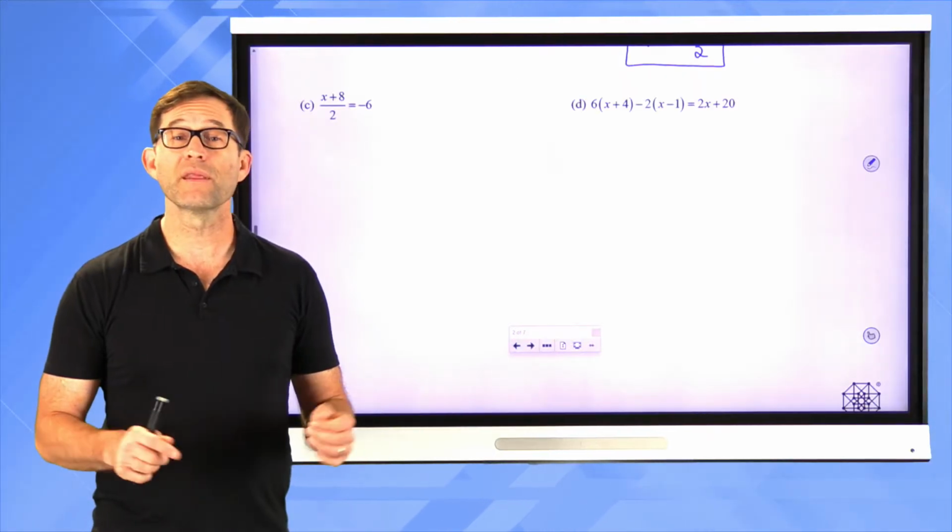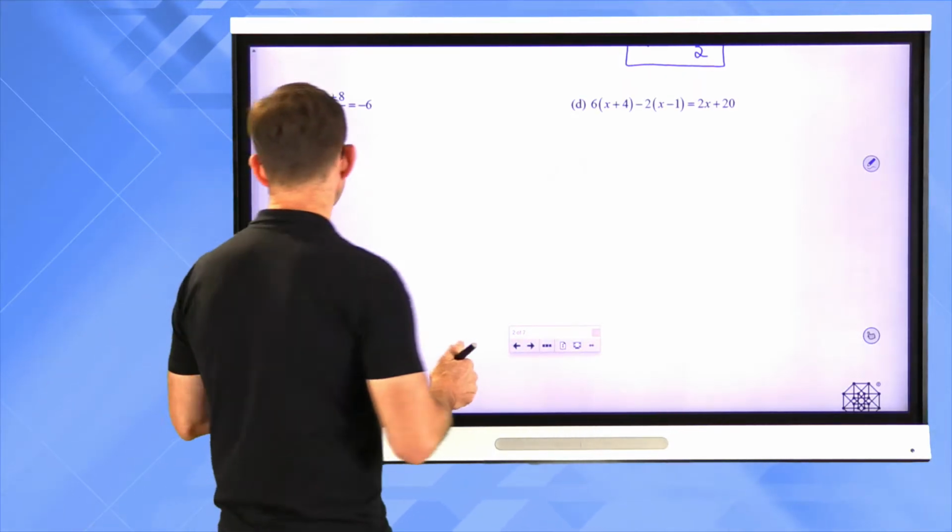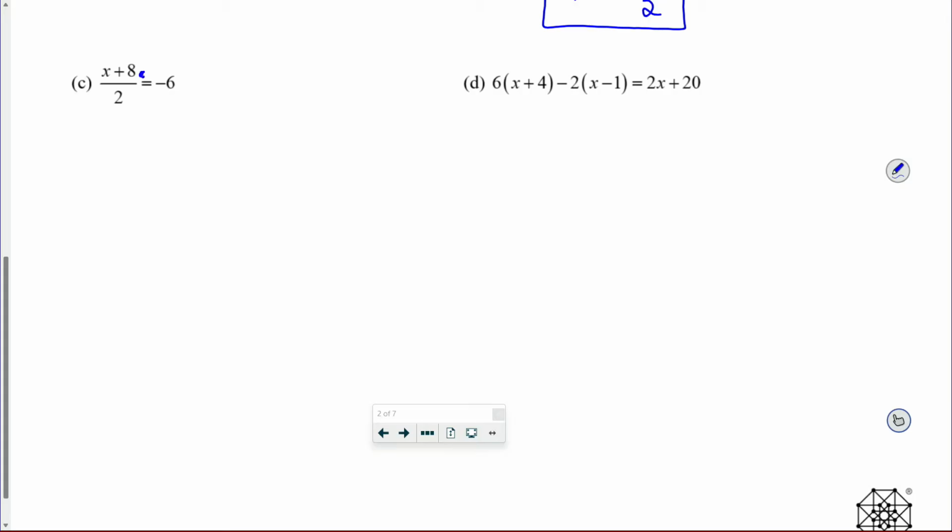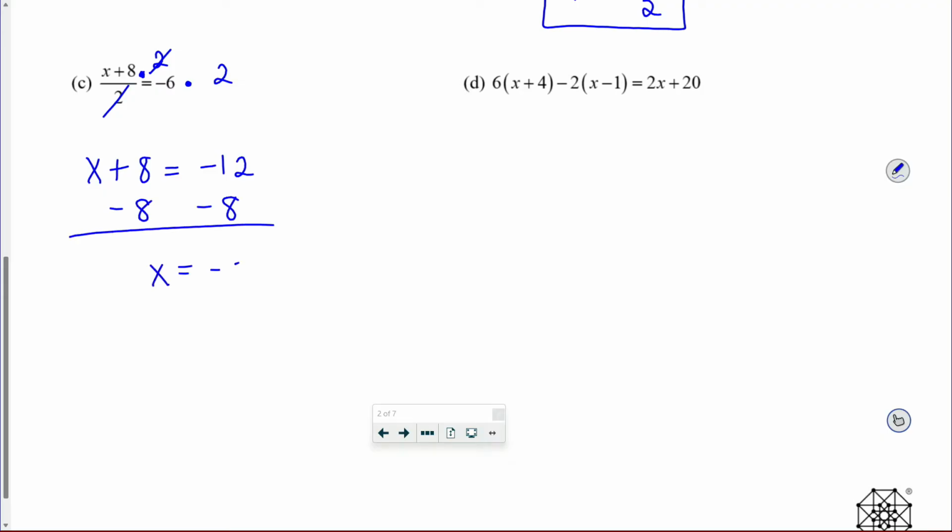All right, well, the first thing that we need to do is undo the division by 2. So I'm going to simply multiply by 2 on both sides. That undoes the division by 2. So I get x plus 8 is equal to negative 12. And now, simple enough, I just need to subtract 8 from both sides, and I'll get x is equal to negative 20.